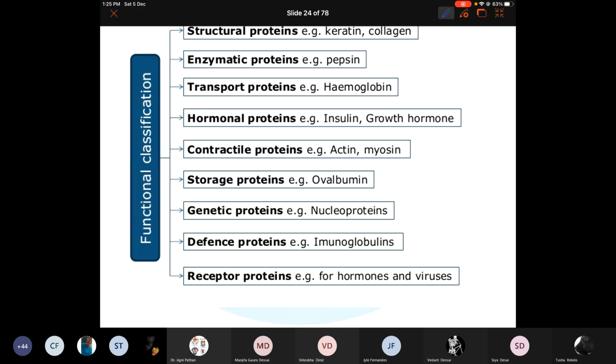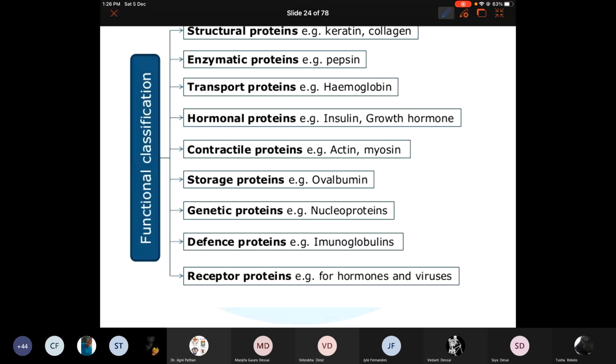Many are contractile proteins that take part in contraction, that is actin and myosin. Some are storage proteins, such as ovalbumin in egg. Some are genetic proteins, which are present in the DNA. Some proteins are in defense; all the immunoglobulins are proteins, and many are receptors for hormones and viruses on the cell surface. So the functional classification of proteins is varied because they are abundant and perform various functions. Do you agree with me?